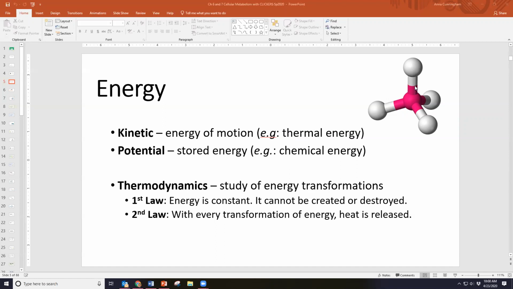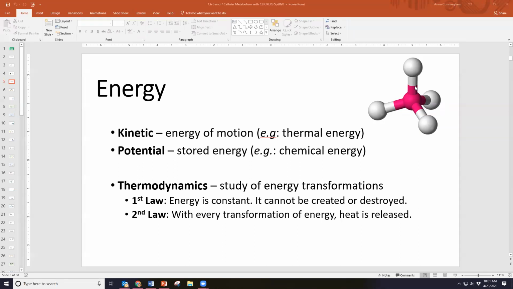There are two laws of thermodynamics that are applicable to this lecture. First off, just know that thermodynamics is the study of energy transformations. So when I talked about having stored energy in a chemical bond, breaking that bond and releasing it, that transformation from stored, or potential, energy to released, or kinetic, energy is a thermodynamic reaction. So that's thermodynamics, studying those energy transformations.